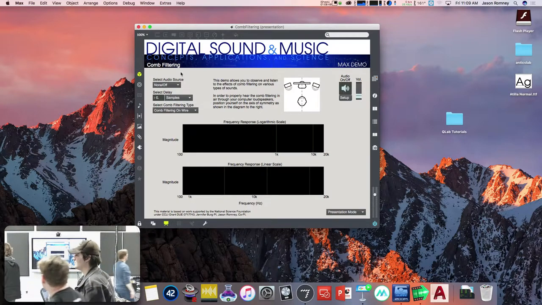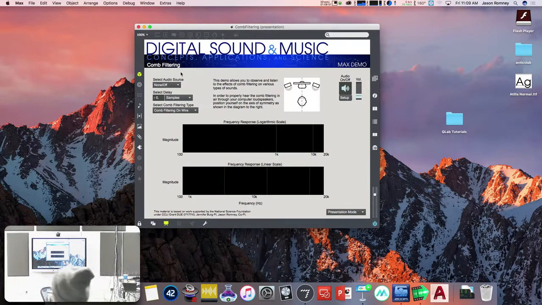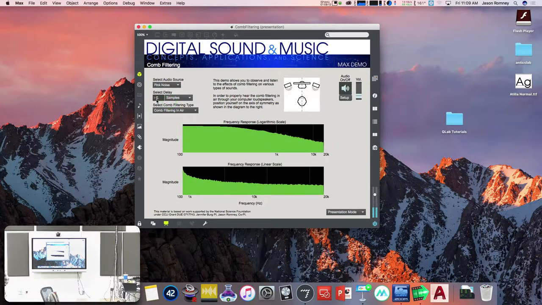So I'm going to make it comb filter in the air. I'm going to comb filter the air right now, okay? Actually, I'm going to do the wire first, okay? Still stay there. So I'm going to comb filter on the wire using pink noise. All right, so I'll go to milliseconds here. I'm going to just offset it by a millisecond. Sorry, on the wire. There we go.